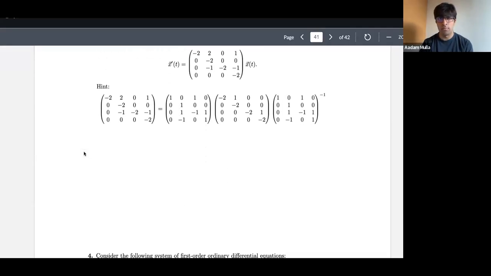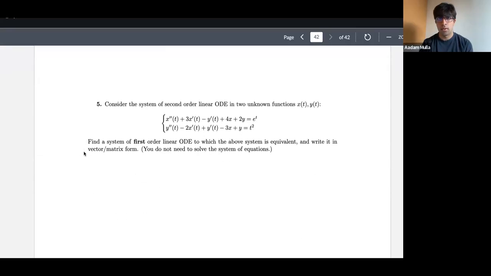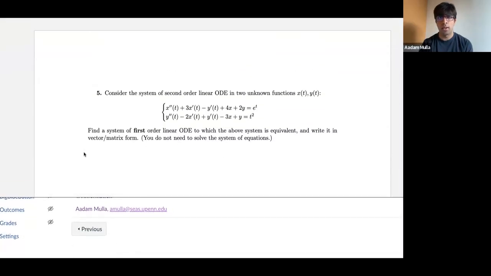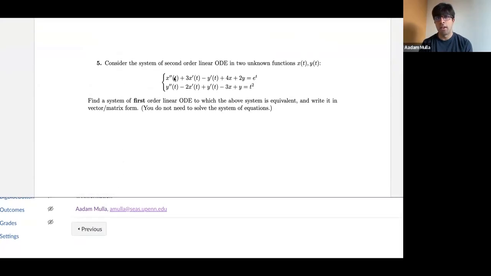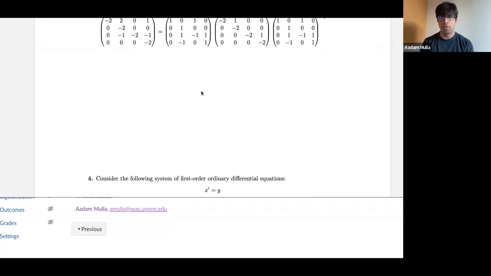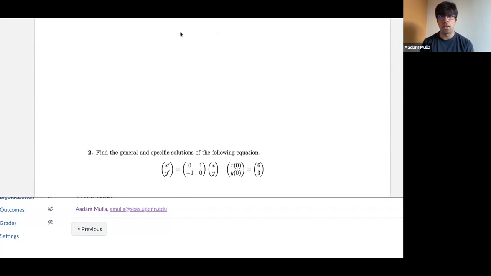Let's do, wait, let me quickly find. Okay, let's do this example right here. Actually, let me find a better example. Okay, give me a sec. Real quick. Okay, systems of differential equations. Oh, not here.